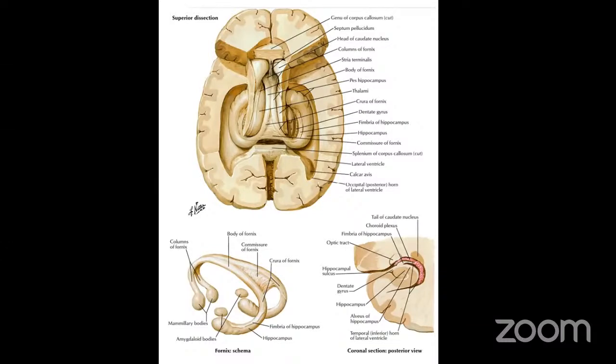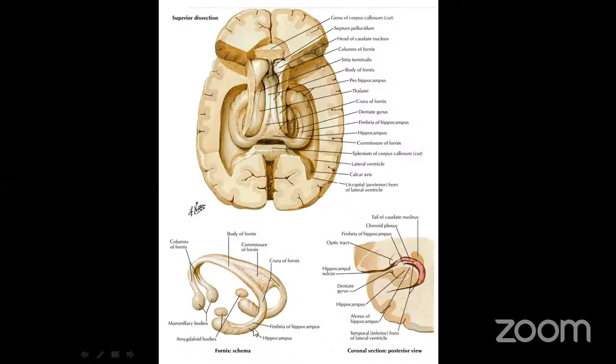This calcarine sulcus forms a deep indentation into the medial wall of the atrium. So this would be the medial wall of the atrium. A deep indentation will be noted that is formed by the calcarine sulcus, known as the calcar avis. So I will show you this calcar avis in the next picture.